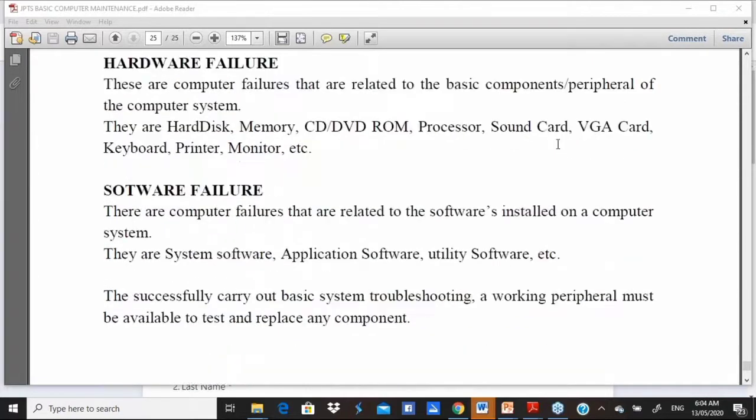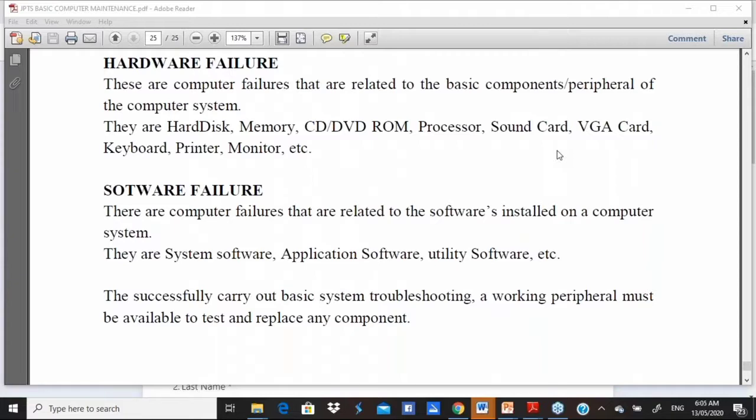Now, what are the software failures? They are computer failures that are related to the software installed on a computer system. Examples are the system software, application software, utility software, productivity software, and the rest. So when a failure is related to the software of a computer, then it is said to be a software failure.